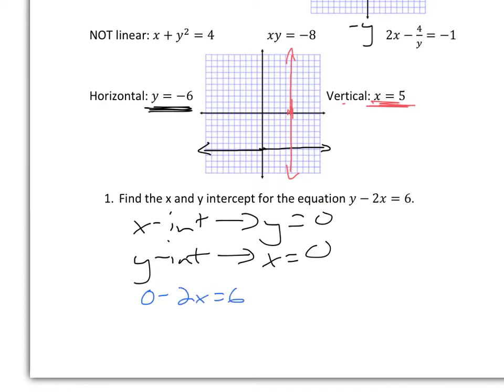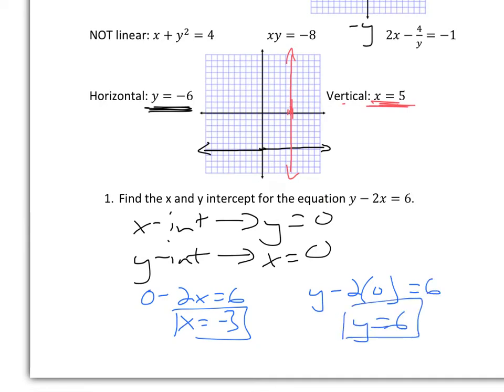And divide by 2, or -2. X equals -3. So the x-intercept is x equals -3. And the y-intercept, I need to plug in 0 for x. All of that goes away, and y equals 6. X-intercept, x equals -3. Y-intercept, y equals 6.